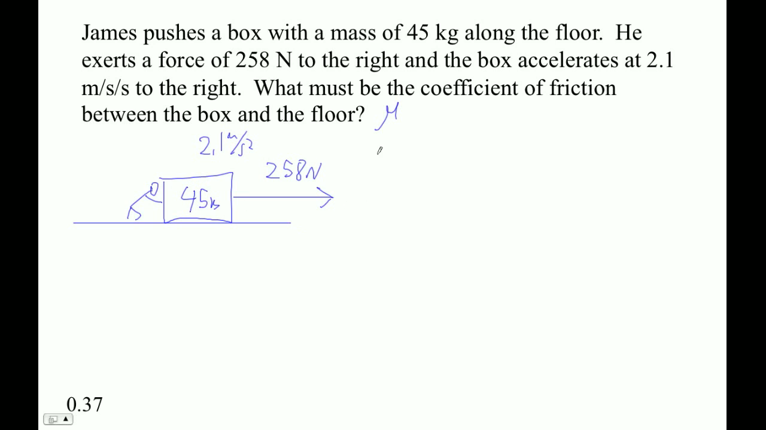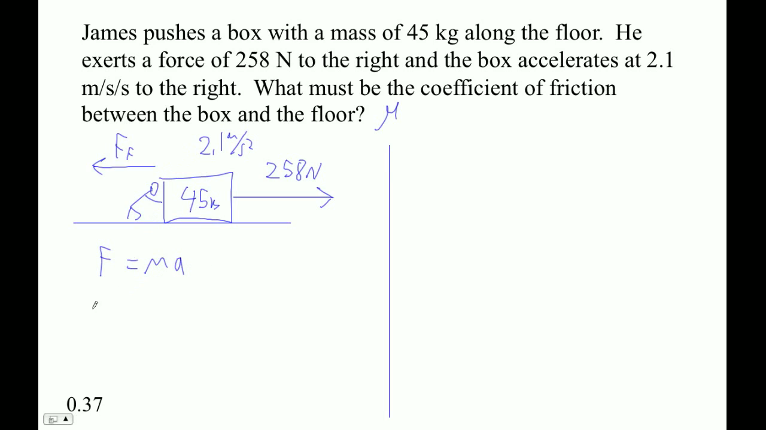Well, I think we're going to do this in 2 steps. The first step is we're going to figure out what this force of friction is. I bet there's a force of friction acting that way, right? So let's set this up. We're going to use F equals ma to figure that out, right?